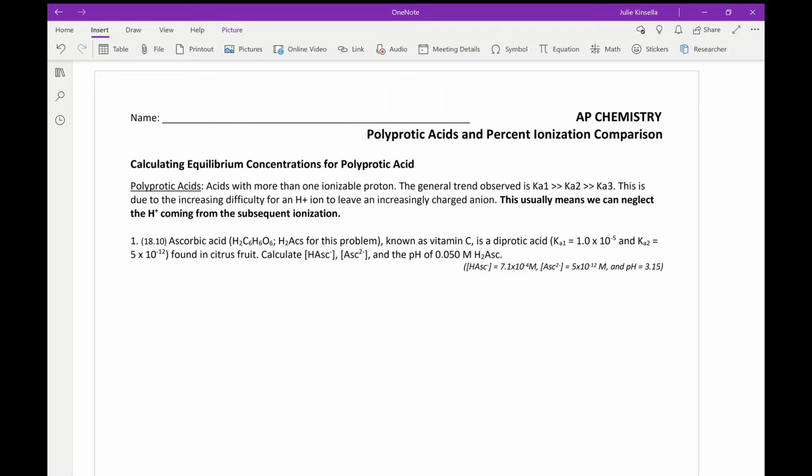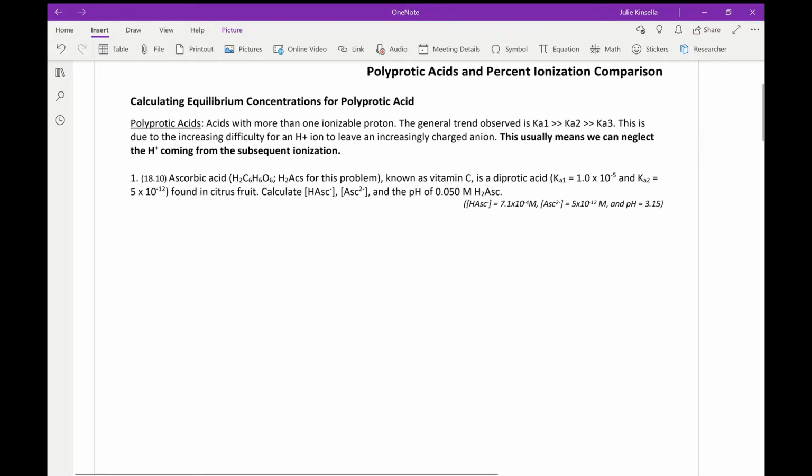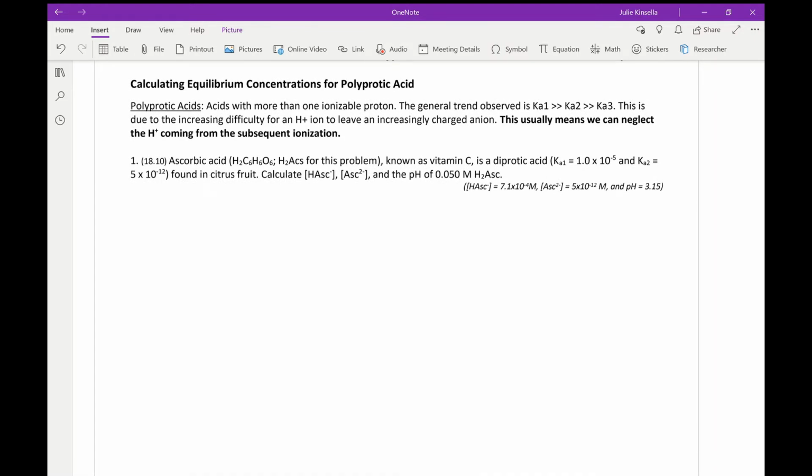Hey everyone, we are going to be talking about polyprotic acids and calculations related to those. And then in the next video, I'll cover the percent ionization comparison that you will find later in this document. All right, so with polyprotic acids, these are a little bit different than when we were working with yesterday, but you're going to see very many similarities between the calculations.